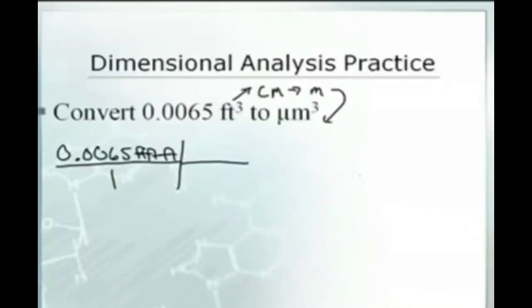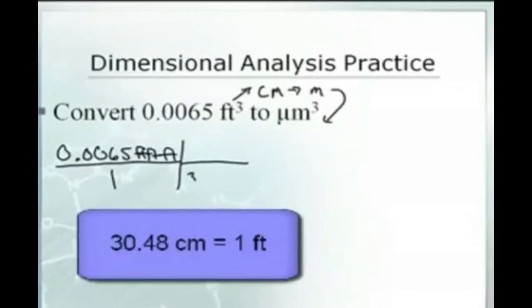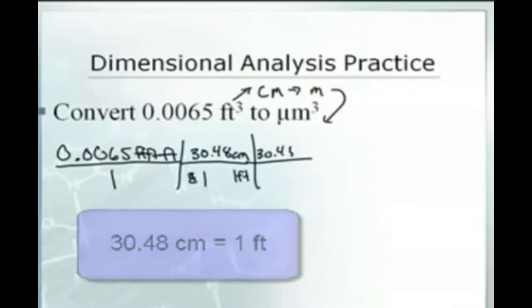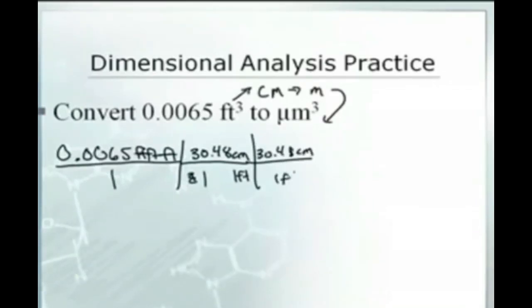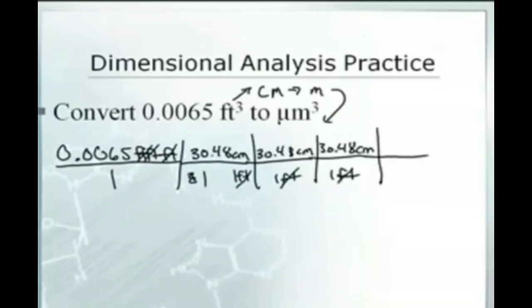I'm going to make myself a note. We'll do it right now. 1 foot is 30.48 centimeters. Now I've got to do this 3 times, right? 30.48 centimeters in 1 foot. 30.48 centimeters in 1 foot. So my foot cancels. Now we're in centimeters.